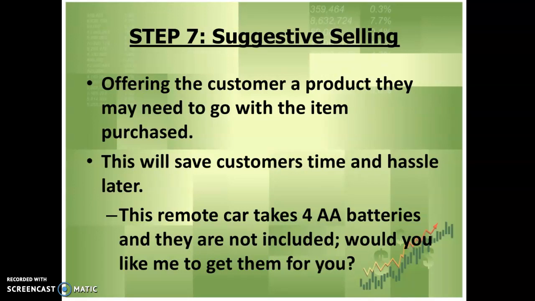In step seven, you're going to do suggestive selling. So you're going to offer the customer a product that may go with an item that they're purchasing. This will save customers time and hassle later. So, for example, oh, Johnny's going to love this remote control car. However, it does take four AA batteries, and this package does not come with the AA batteries. Would you like me to get them for you? So you're assuming that they're going to buy the car, and then you're telling them that they're going to need those batteries, right? So it's kind of helping you get to that close.